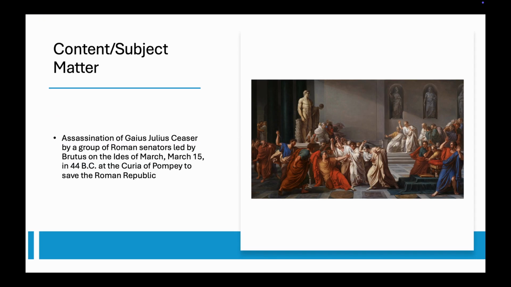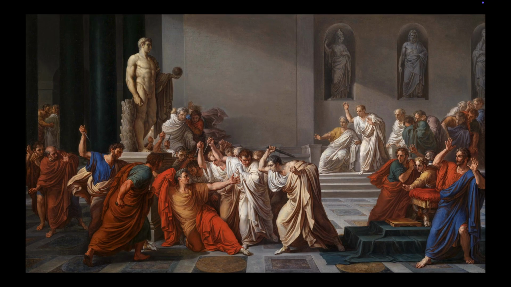The content/subject matter of the painting is the assassination of Gaius Julius Caesar by a group of Roman senators led by Brutus on the Ides of March, which is March 15th, in 44 BC at the Curia of Pompey in order to save the Roman Republic. So now let's get into the things in the painting.